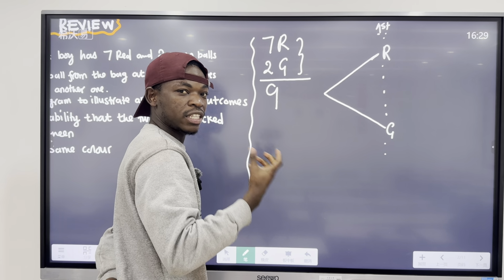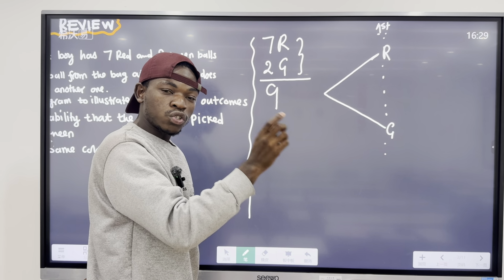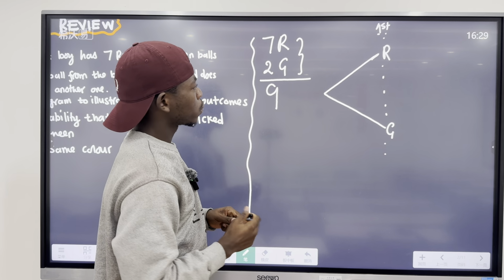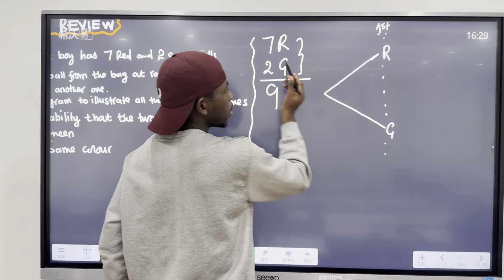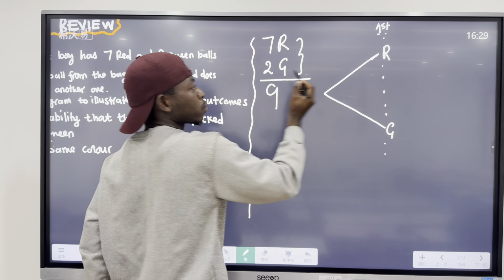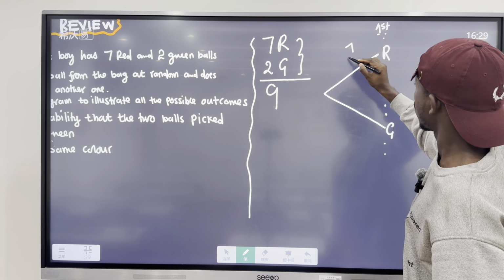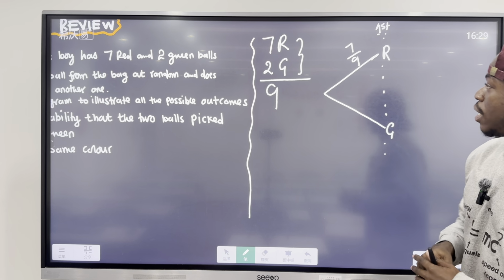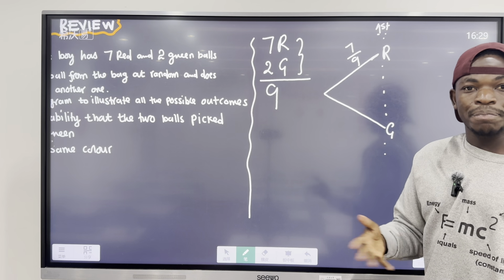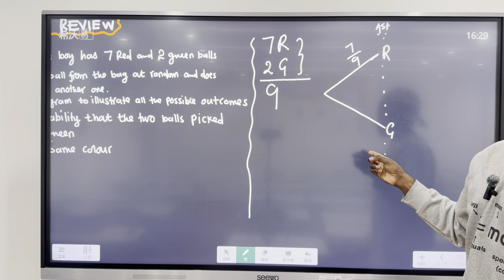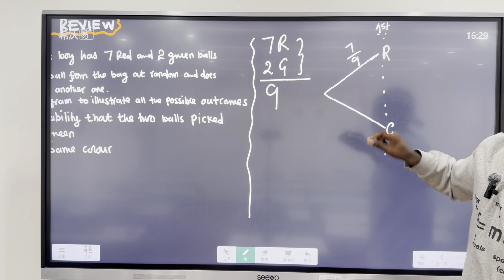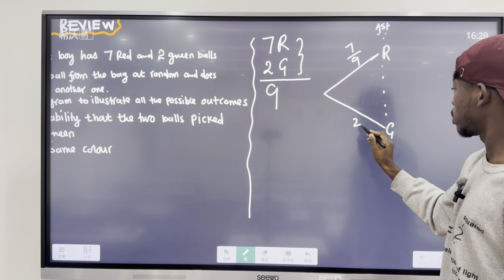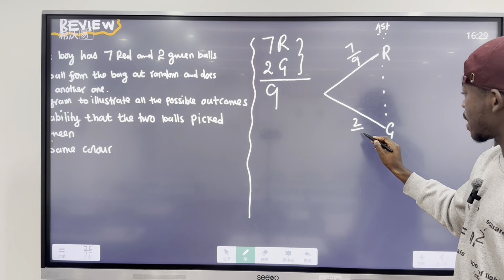The probability that the ball they've picked is red is equal to the total number of red balls in the bag divided by the total number of balls. The total number of red balls you can see is 7. So you fill in here 7 over 9. That is the chance that what they picked was red. But maybe this is a game of chance. Maybe what they picked wasn't red, probably it was green. So what is the chance that what they picked was green? The probability of picking green will be the total number of green balls, which is 2, divided by the total number of balls, which is 9.